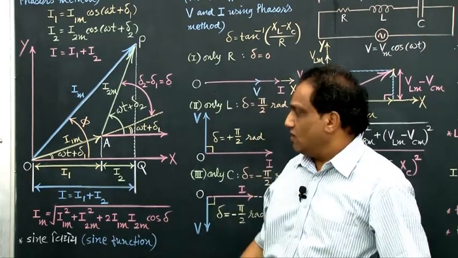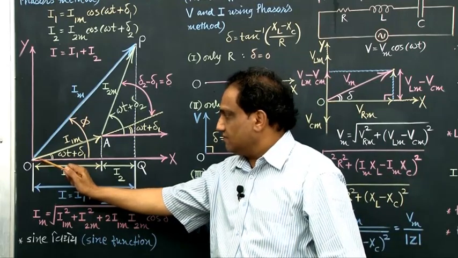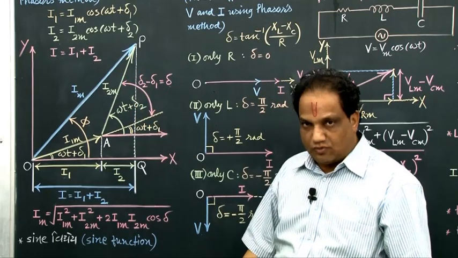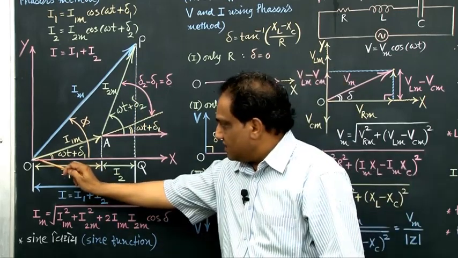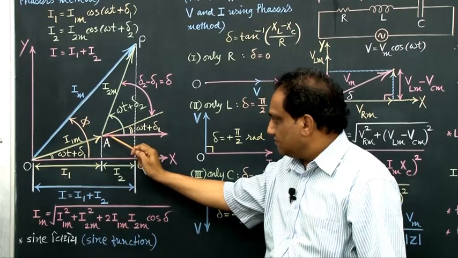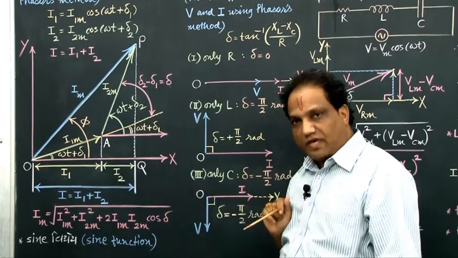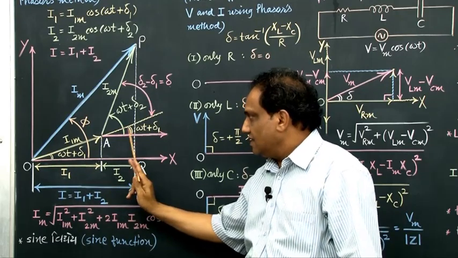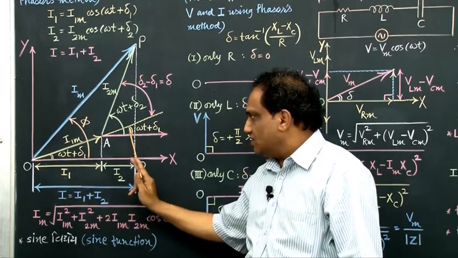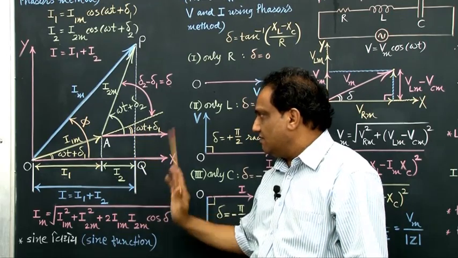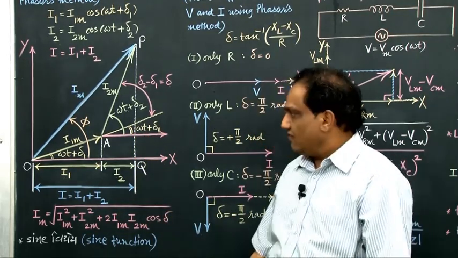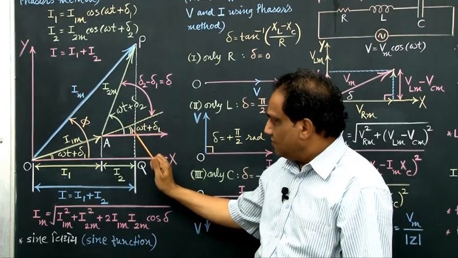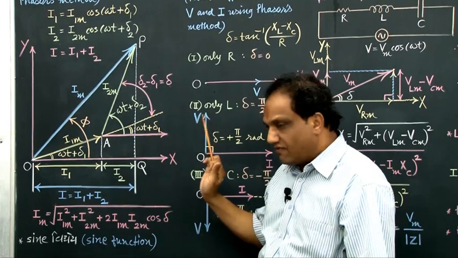So here let us find the angle between these two vectors, the angle between this vector and this vector. How to find that angle? I am showing you. Just extend this vector in the same direction. Okay? Then these two are corresponding angles. They will be equal. If this is omega t plus delta 1, this also will be omega t plus delta 1. Correct? Fine. This much angle is omega t plus delta 2. This much angle is omega t plus delta 1.